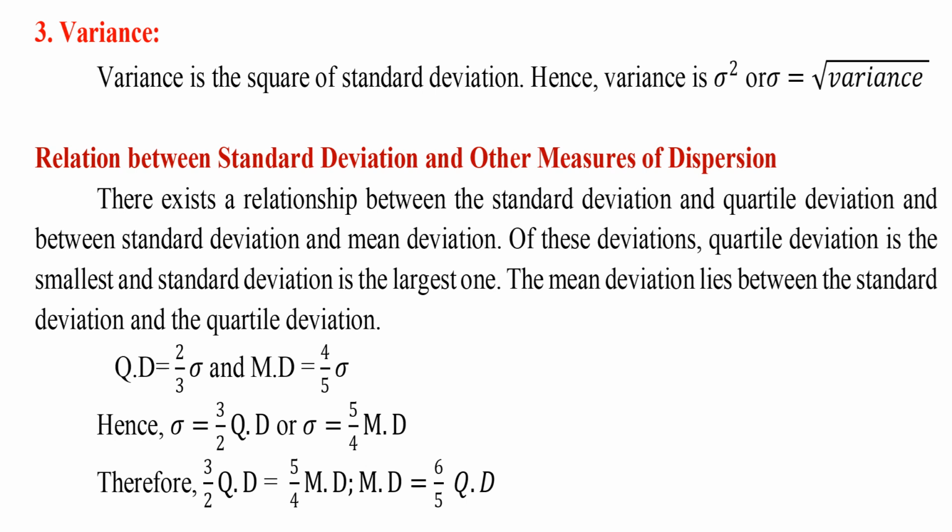Relation between standard deviation and other measures of dispersion. There exists a relationship between the standard deviation and quartile deviation and between standard deviation and mean deviation. Of these deviations, quartile deviation is the smallest and standard deviation is the largest one. The mean deviation lies between the standard deviation and the quartile deviation. Quartile deviation equals 2 by 3 into standard deviation and mean deviation equals 4 by 5 into standard deviation. Hence, standard deviation equals 3 by 2 into quartile deviation, or standard deviation equals 5 by 4 into mean deviation.